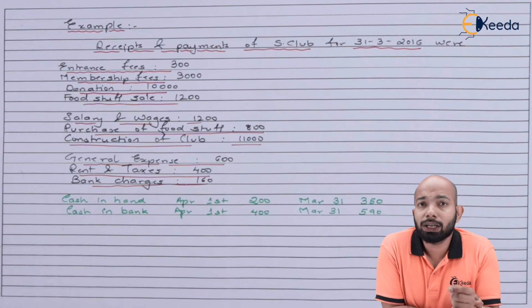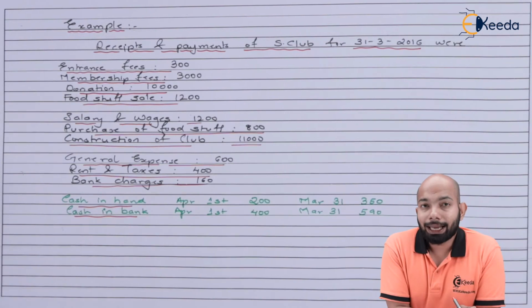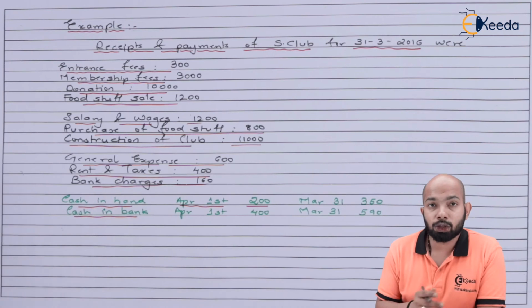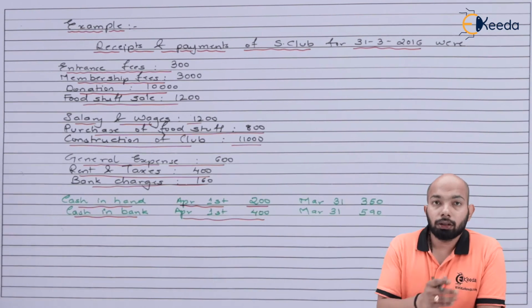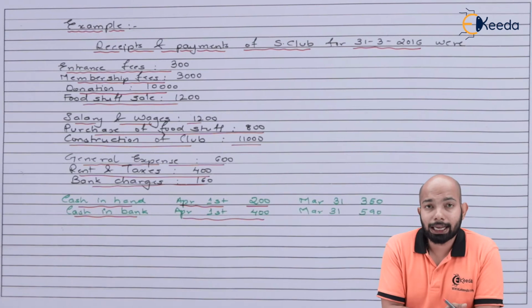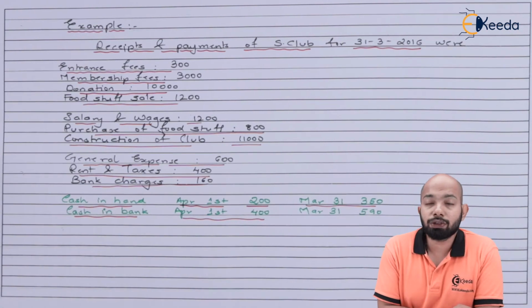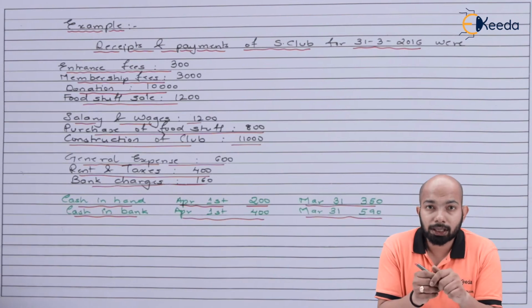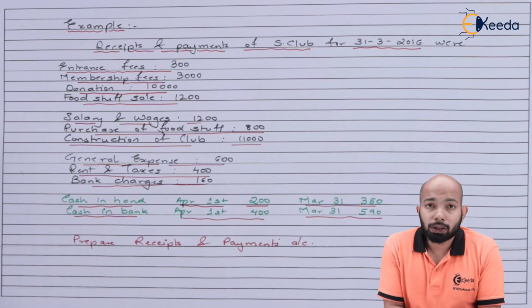We have also been given the cash in hand and cash at bank. The cash in hand is known as the cash balance. The cash at bank is known as the bank balance. The opening cash balance and opening bank balance have been given as of 1st of April. Cash balance was 200, bank balance was 400. The closing cash balance and bank balance as of 31st March are also provided. Cash balance was 350 and bank balance was 509. So we are required to prepare the receipts and payments account. This is the requirement of the question.